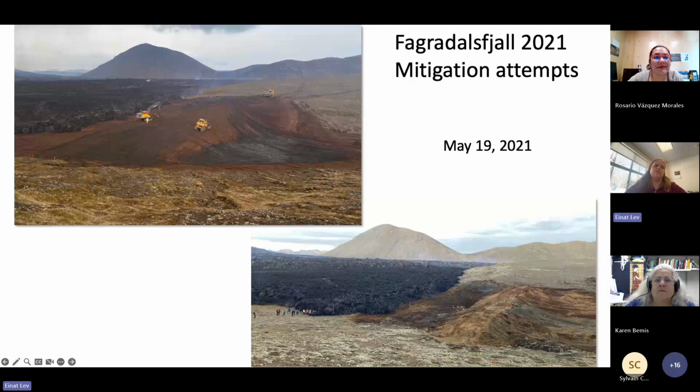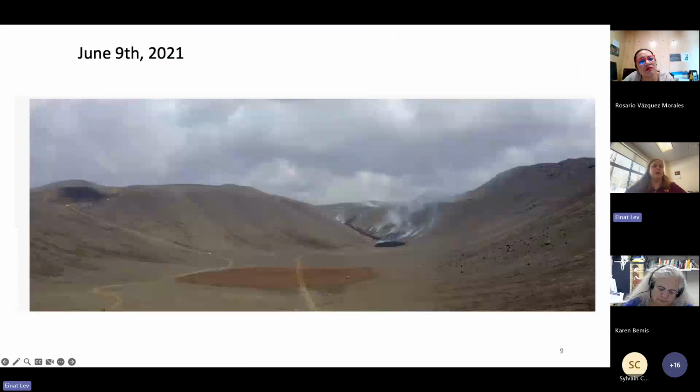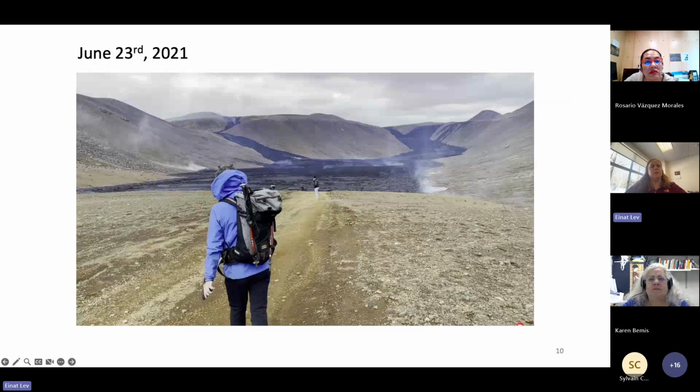But the Icelanders were also trying to block the path of the lava flows using earthen berms that they were constructing. So these are the bulldozers. They were trying to stop it. This is when the lava was just coming close to that berm. But eventually it overtopped it. And then it came down that valley. You can see here as it was June 9th. And then it just overtopped all the levees they put here and here and here and filled that valley, because there's only so much you can stop a lava flow.